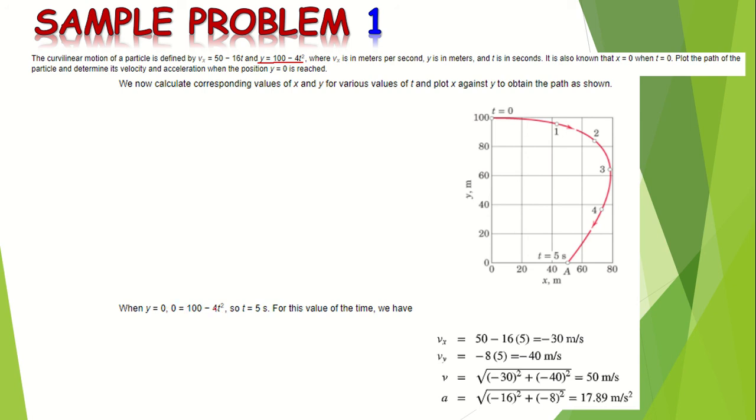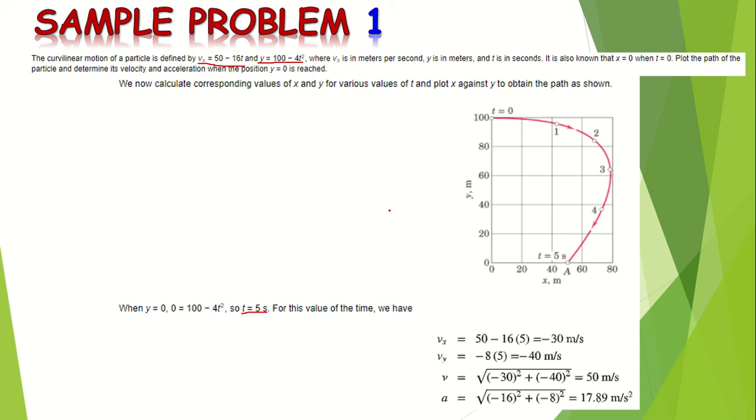So y equal to 100 minus 40 squared. From here, we can solve for t. That is 5 seconds. So for this value of the time, substituting, we can solve for v sub x. Because we have time now, that is 5 seconds. So v sub x equal to 50 minus 16 times t. Our t is 5 seconds, so we got 30 meters per second.